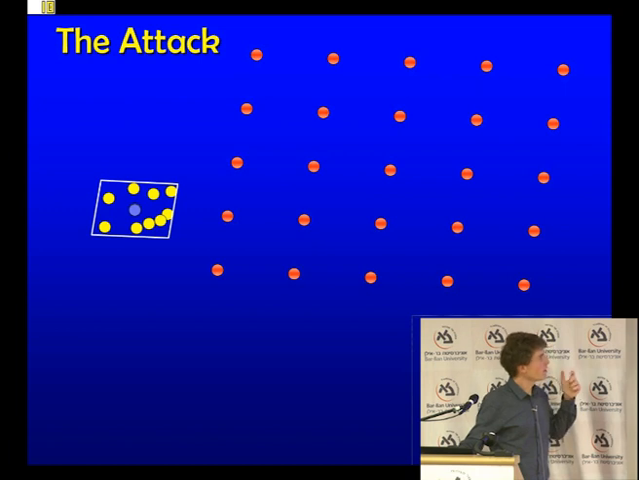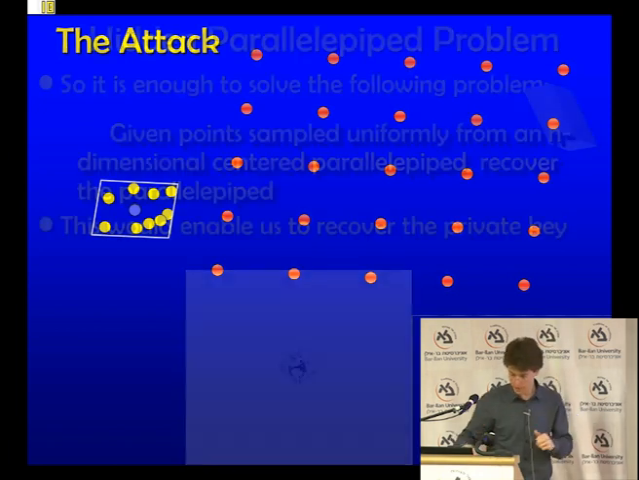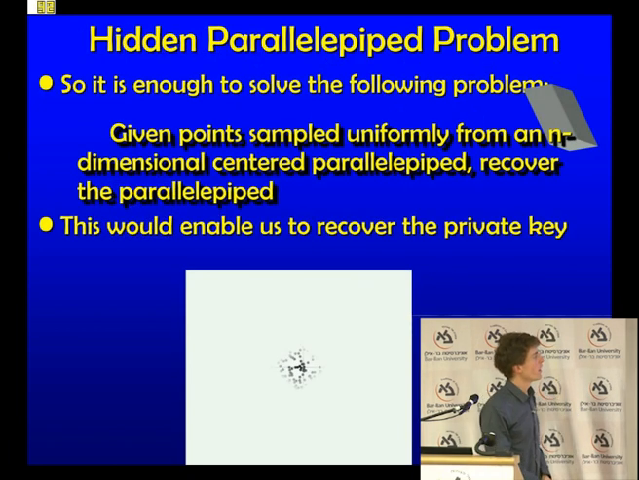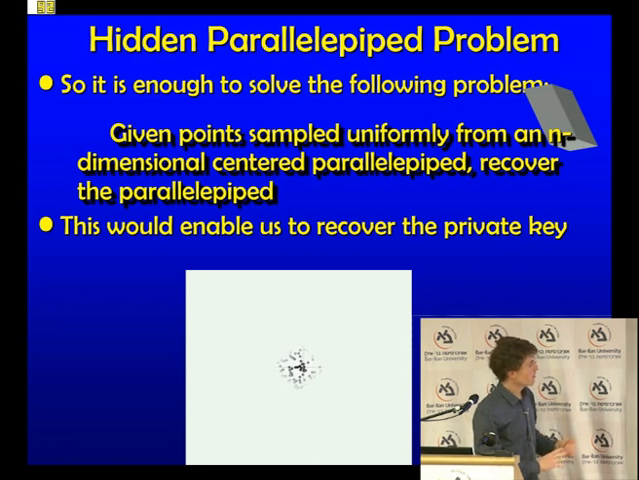So again, the idea is I collect a bunch of signatures and I take the difference between the signature and the message. I just collect all these vectors together, and then here's what we end up with. It's something I would call the hidden parallelepiped problem. And if we solve this, we're done. This is what we need to solve. Given points sampled uniformly from an n-dimensional centered parallelepiped, find the parallelepiped. It's not immediately obvious this is possible.